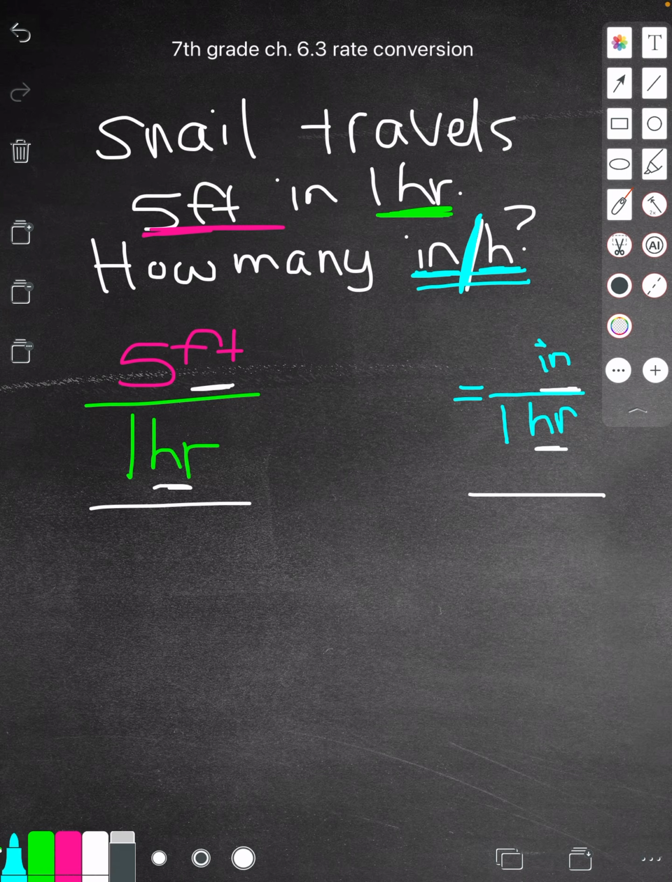So I know that there are 12 inches in 1 foot. All right. What we're doing here is we're multiplying. We're multiplying because we want to try to convert something, and in order to convert it, we are going to set up two different rates and combine them together with multiplication.